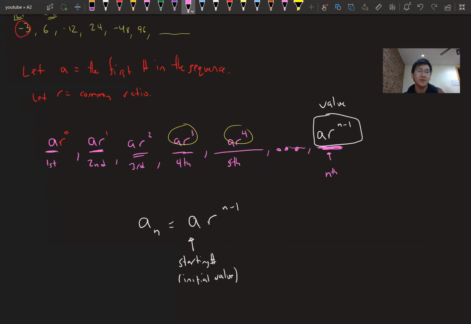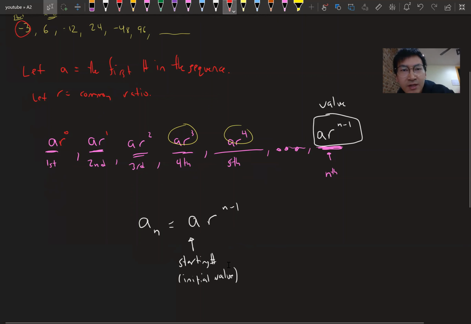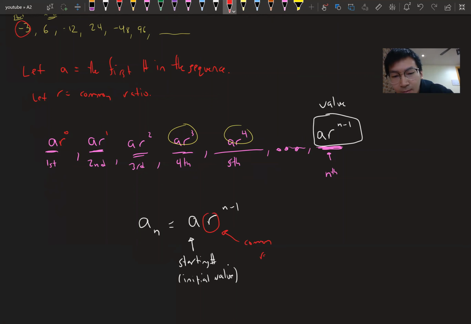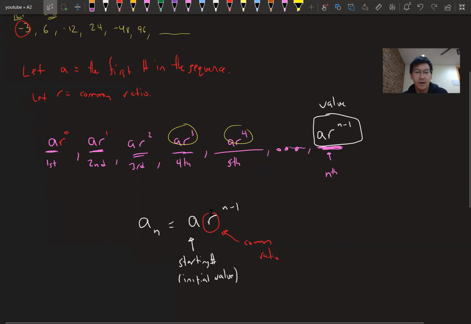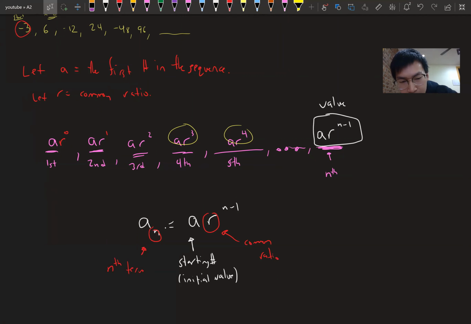But so long as you have the idea, then you'll be able to look at any variation or form of this formula and still understand it. This r represents the common ratio, and then this n minus 1, well, that's just the exponent, right? And then this n represents the nth term in your sequence. Okay.